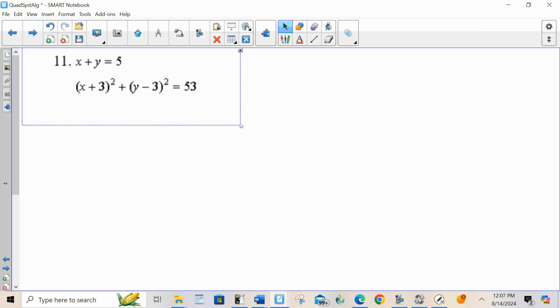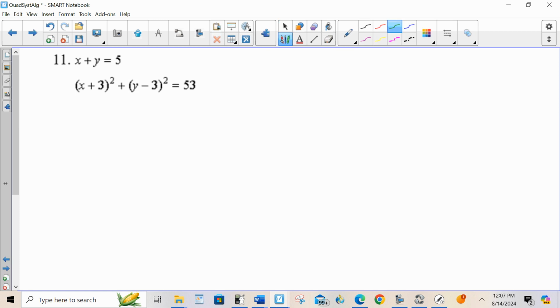I need to get a variable by itself in at least one equation. Do I have a variable by itself in at least one equation right now? No. So I have to get something by itself. I'm going to do the top linear equation. I'm going to subtract x from both sides. That gives me y equals 5 minus x. Now that I have a variable by itself, I substitute one equation into the other. So since y is equal to 5 minus x, I replace y with 5 minus x.